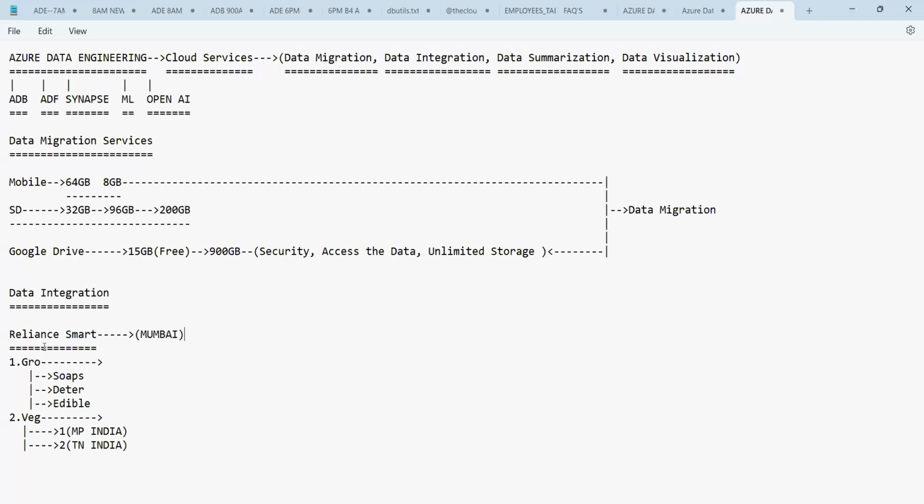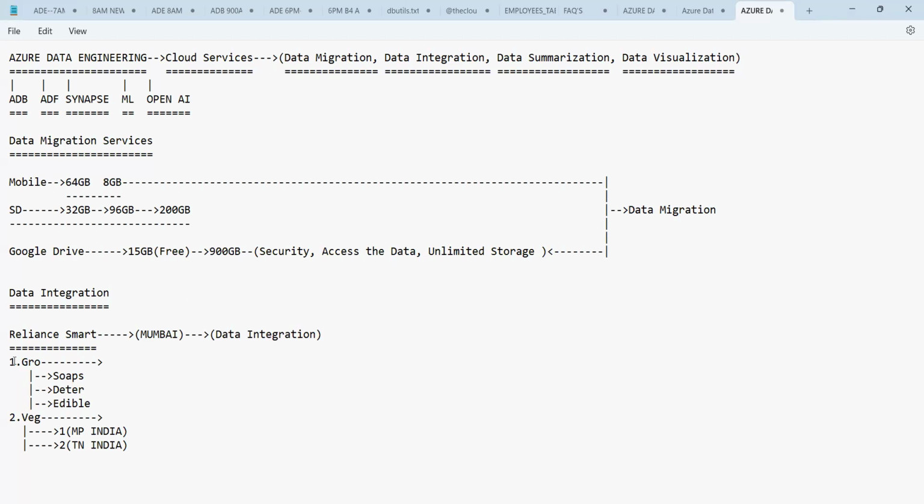So here you can see various goods are gathered under one roof for the facilitation of the customers. This kind of job is called integration. Integration is nothing but gathering of the data from various locations under one roof. In the same way, if you go with data integration, it is the same process.